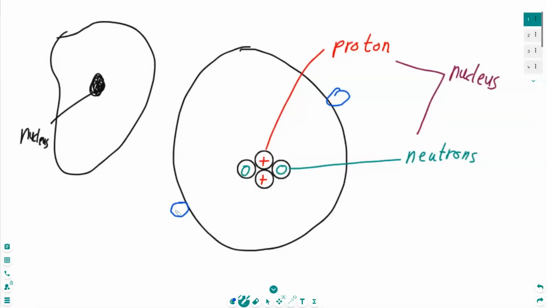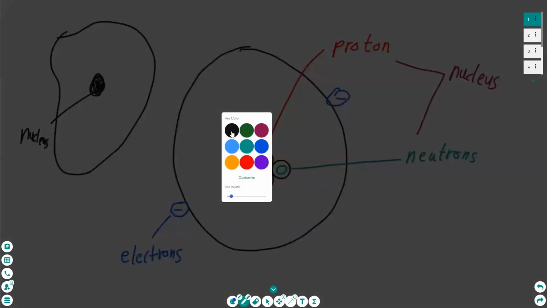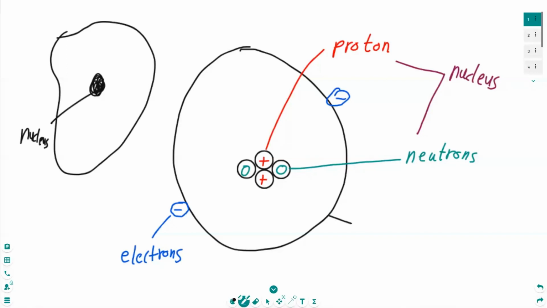So these, with minuses, are electrons. And electrons orbit the nucleus in what's known as an electron orbital, or electron shell. So there is the structure of an atom.